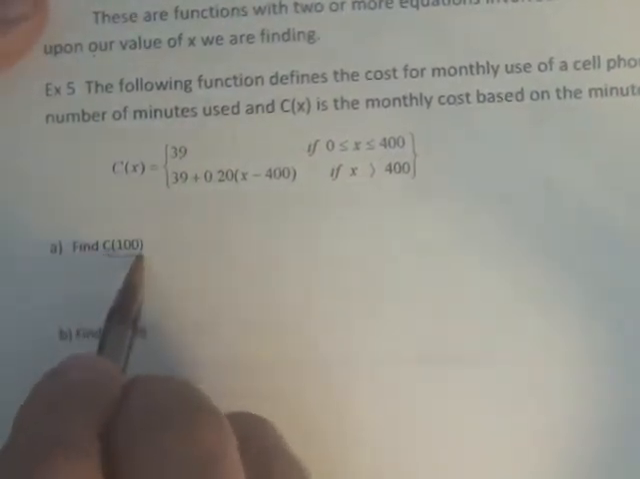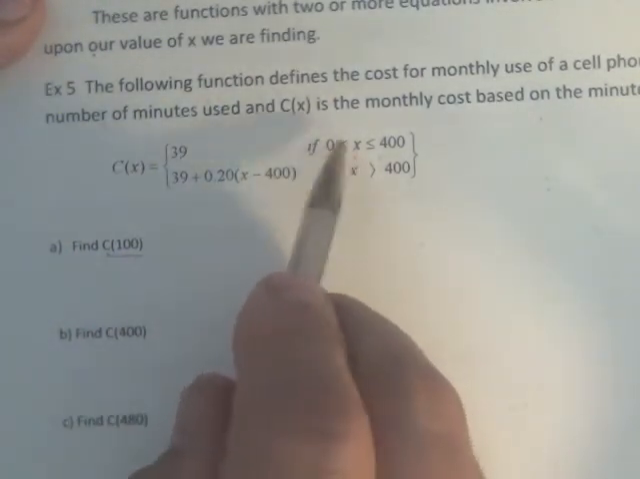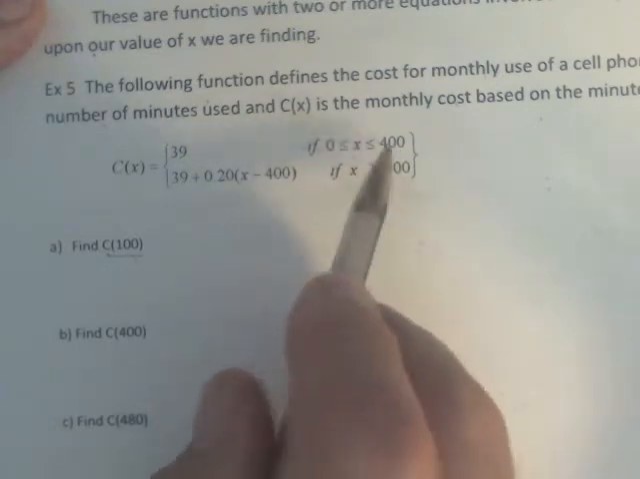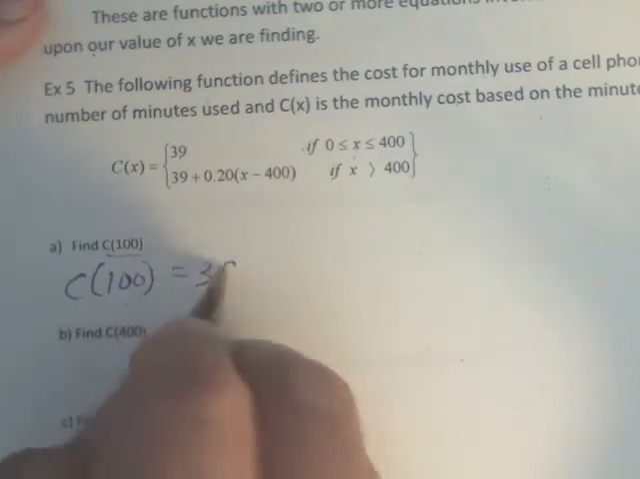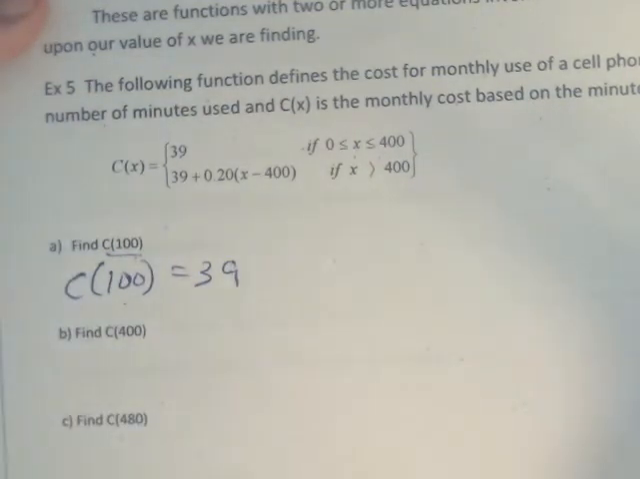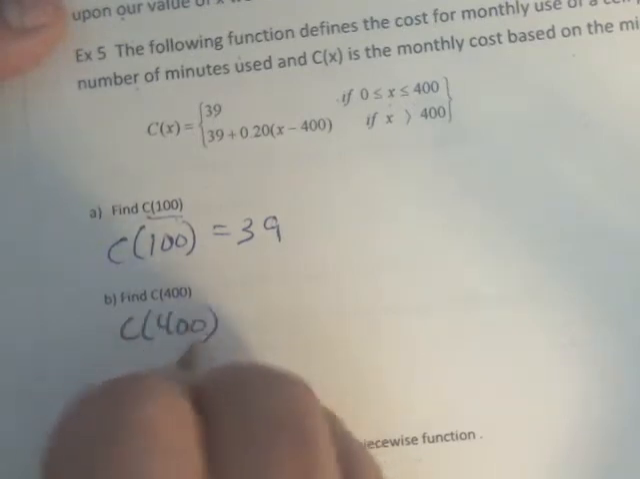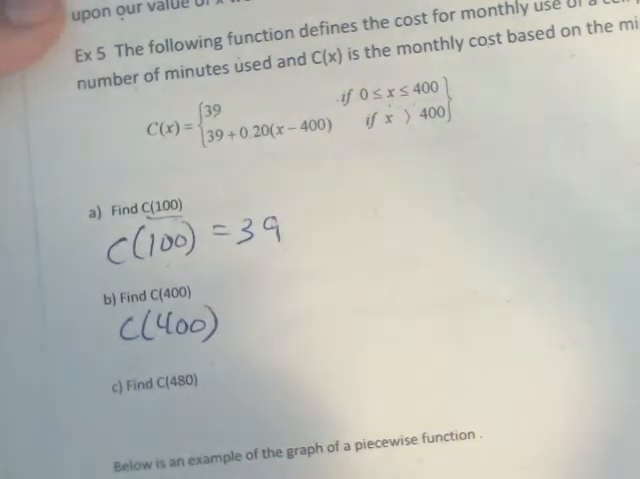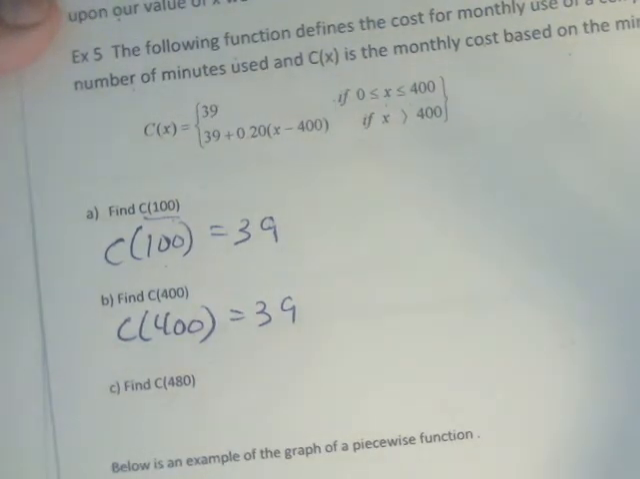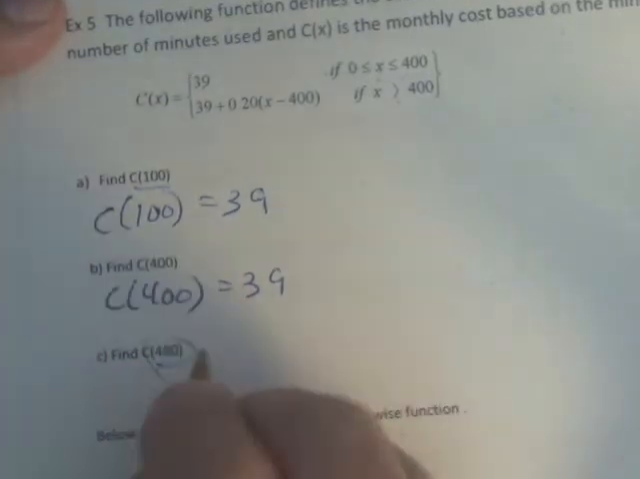So if I want to find c of 100, in this case, that's my x. I look up here. X is between 0 and 400. So the cost for 100 minutes for my phone bill is $39. Nothing to calculate. Same thing for the cost of 400. Even though this has a 400, this is for more than 400 minutes. So it's still $39.